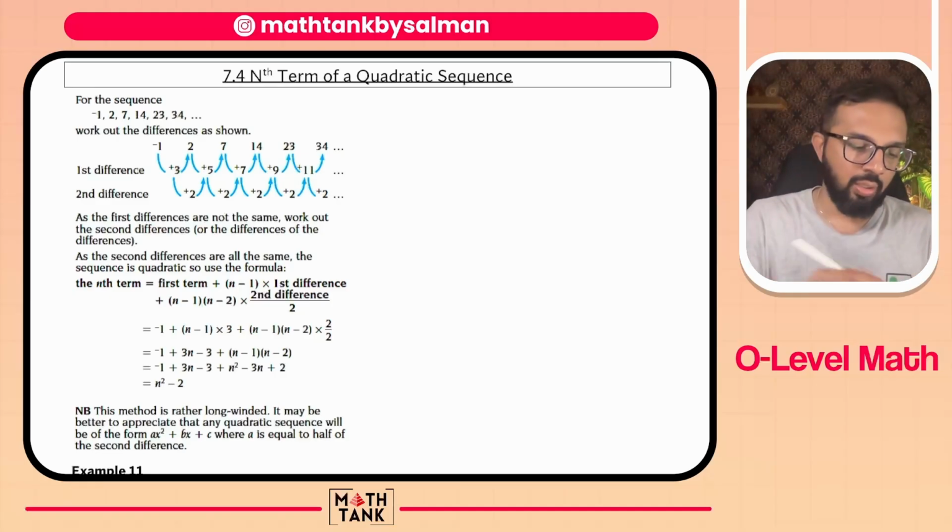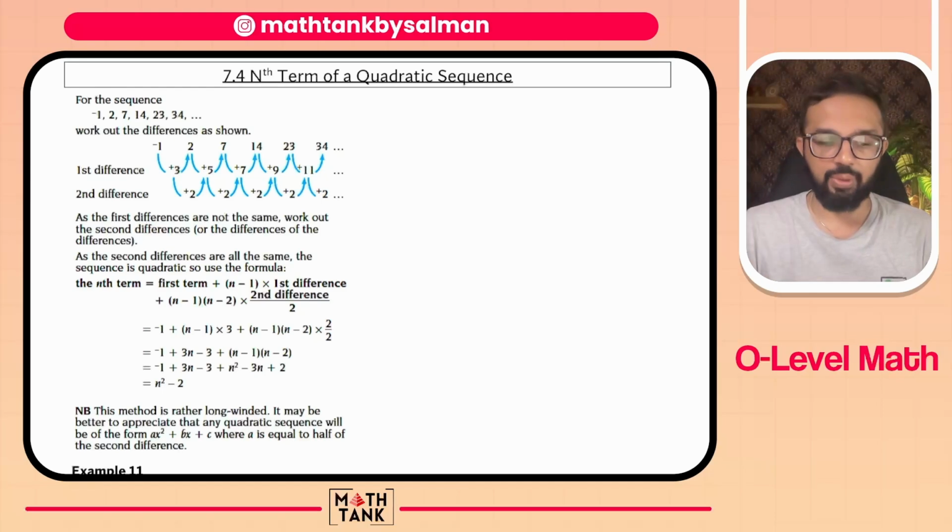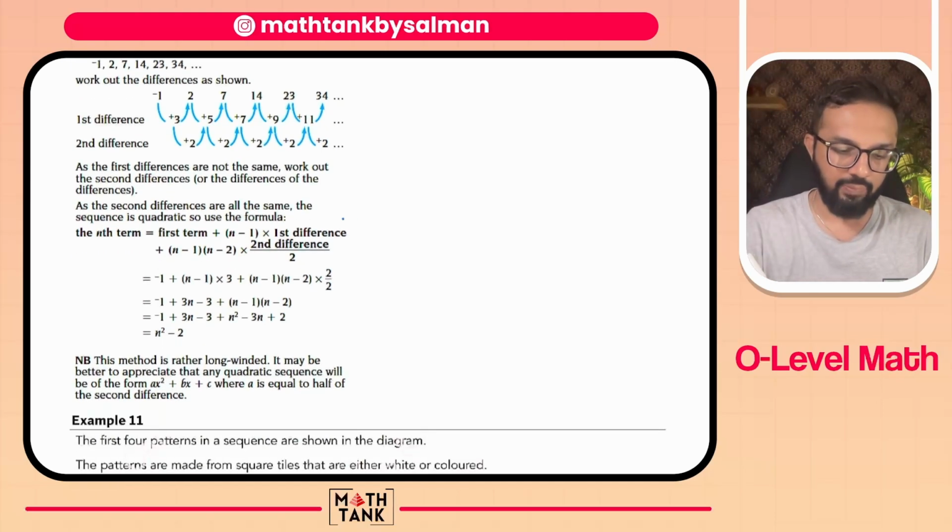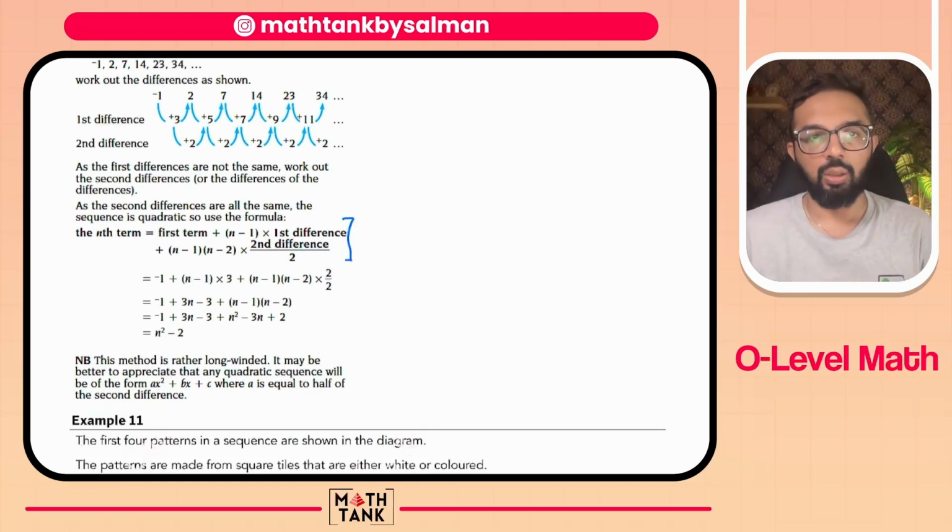What I'm teaching you here is that there is a formula for the nth term of a sequence. What is the formula? It's the first term, plus n minus 1 times the first difference, plus n minus 1 into n minus 2 into the second difference, divided by 2. Now it's a long formula and you need to remember it if you want to do well at these questions.